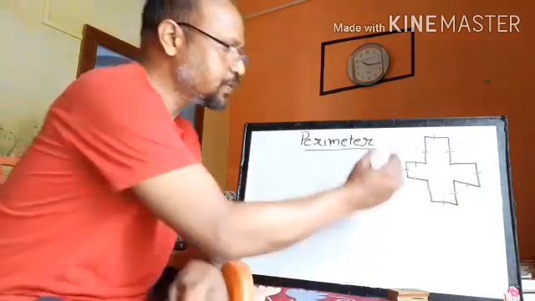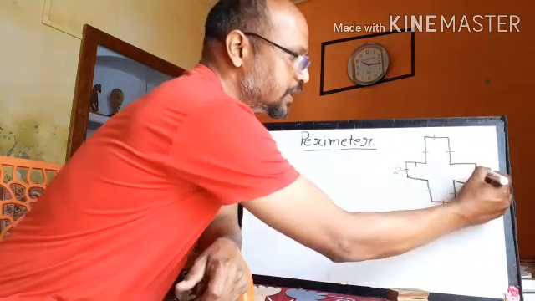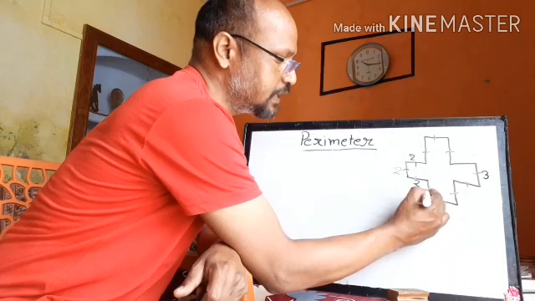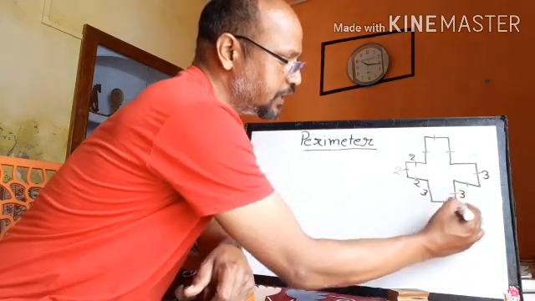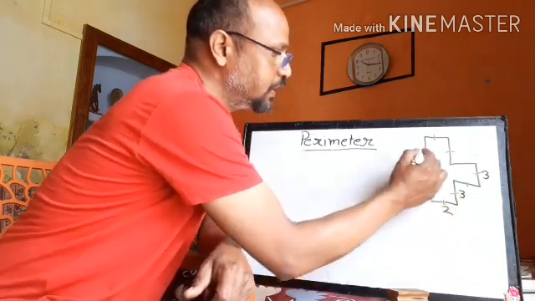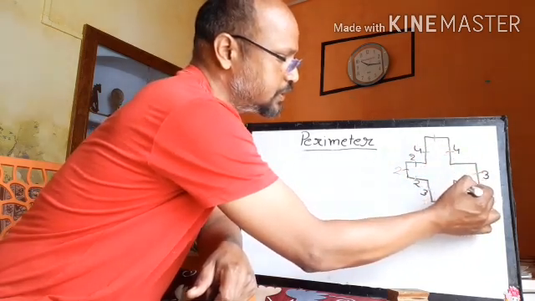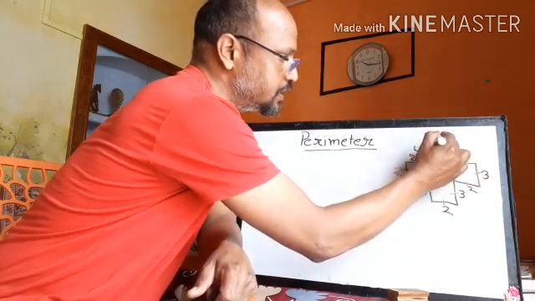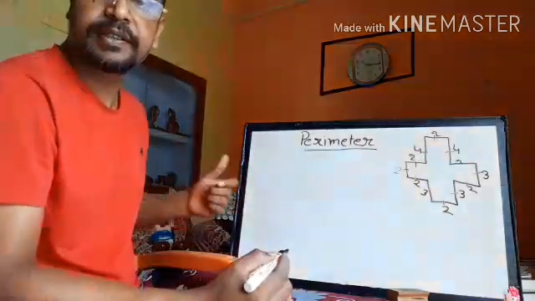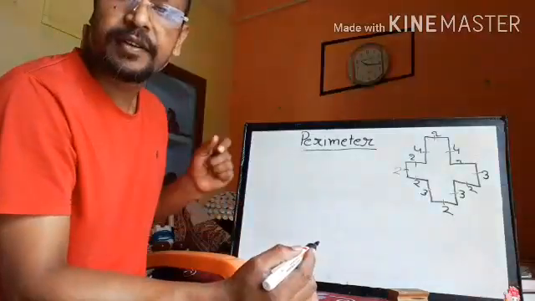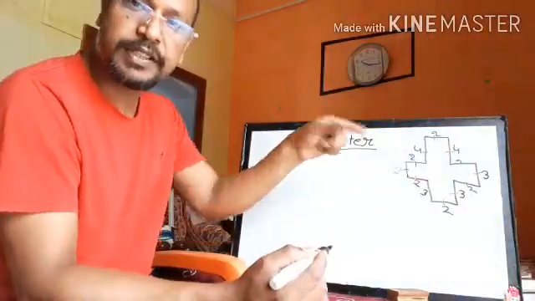Right? So suppose that it is 2 centimeter, it is 3 centimeter, it is 2 centimeter, 2 centimeter, it is 3, it is 3, and it is 2. Here it is 4, it is 4, and it is 2, it is 2, and it is 2. So the sum of all 11 sides will be equal to the perimeter of this figure.